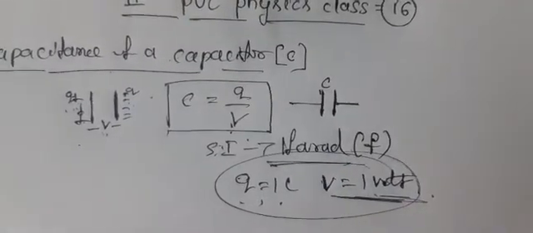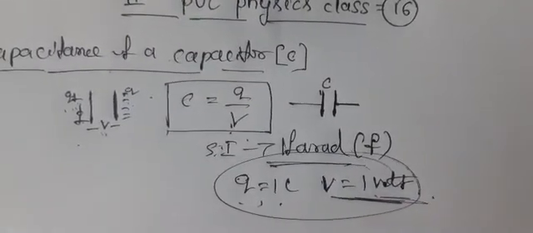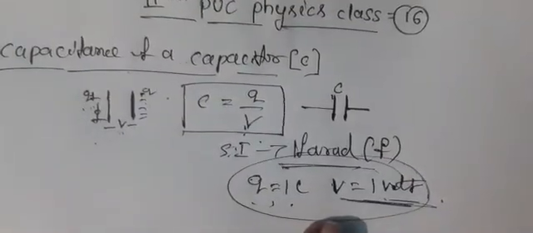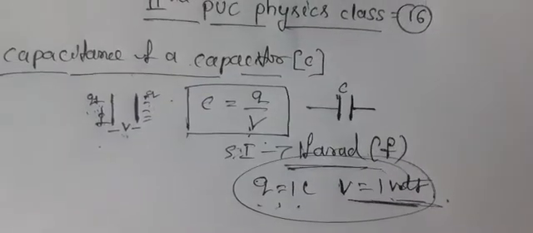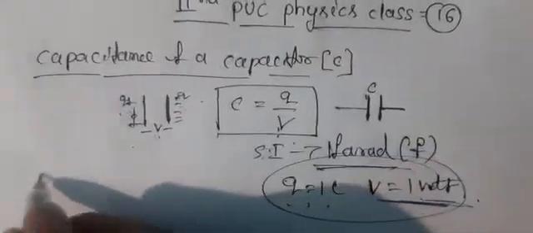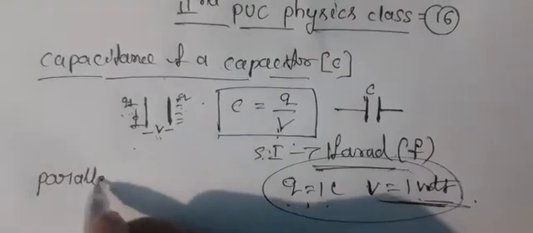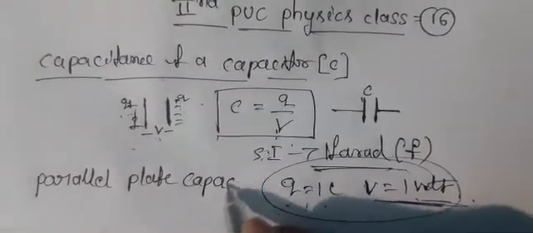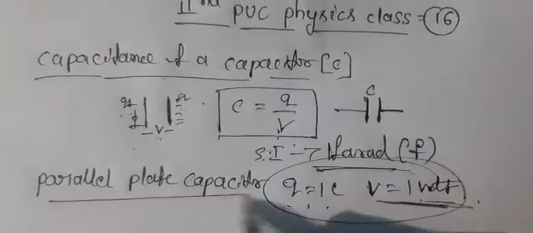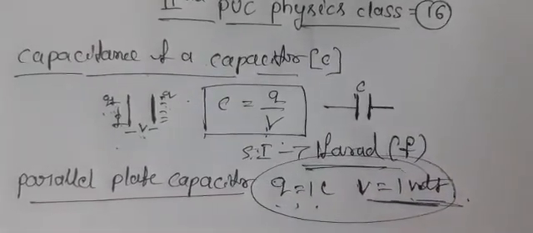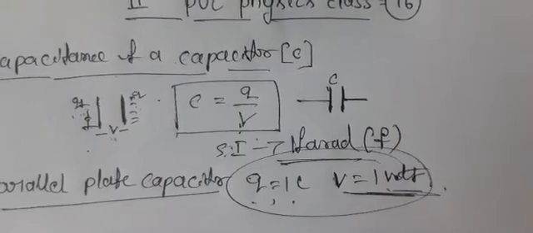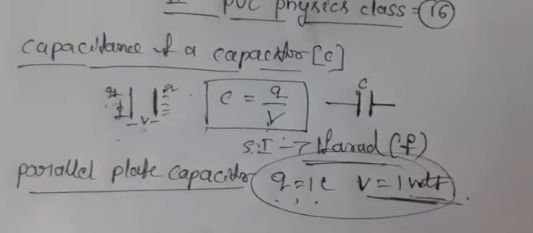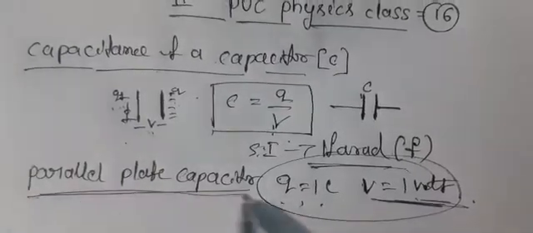That is the concept of the capacitance of a capacitor. What is the definition? What is the symbol? What is the SI unit of capacitance? And next, parallel plate capacitors. A parallel plate capacitor consists of two metal conductors, two metal plates, parallel to each other. The next concept is the parallel plate capacitor.